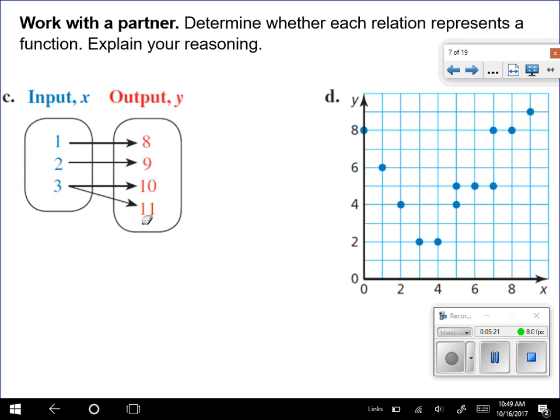Okay, so let's continue looking at some other things. So here's another input-output table. It just looks a little different on C here. So 1 as an input has an output of 8, so that's good. It has exactly 1. 2 has an output of 9. 3, though, has an output of 10 and 11. So does 3 have exactly 1 output? No, so this would not be a function. 3 has more than 1 output.